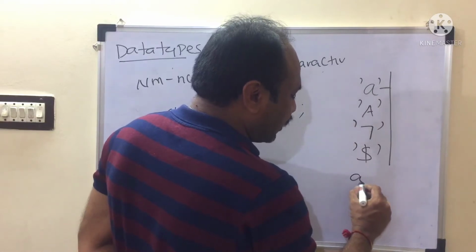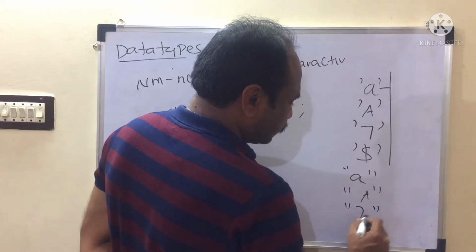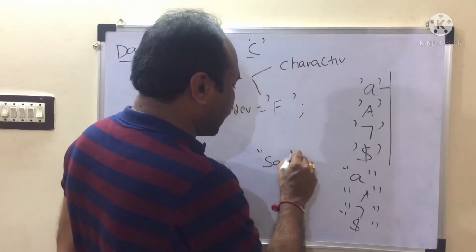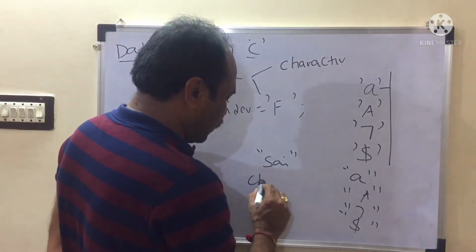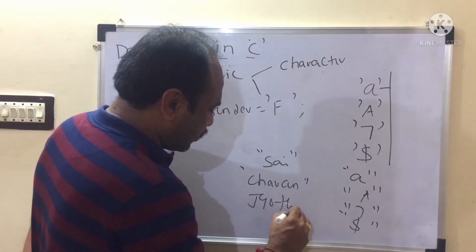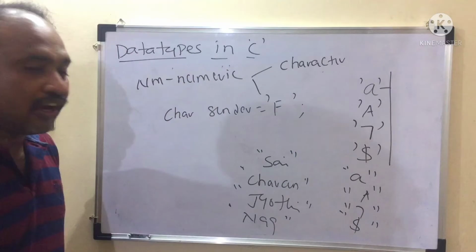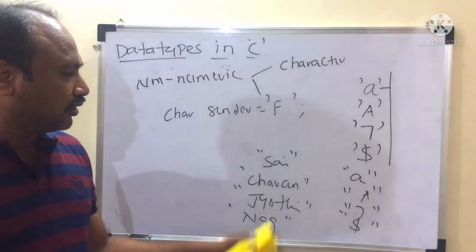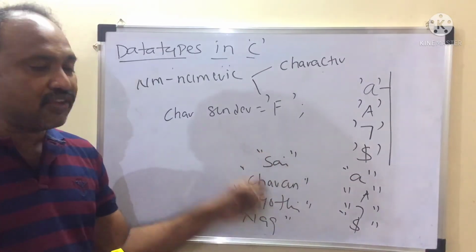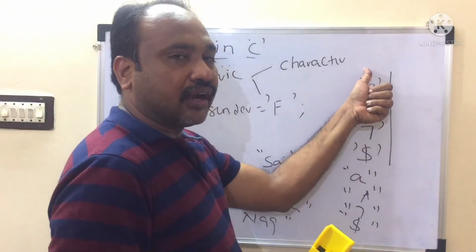The same thing enclosed in double quotes is a string. Actually, strings are used to work with names. A collection of characters enclosed in double quotes, like Sai, Charan, Jyoti, Nag. A collection of characters, or even a single character, enclosed in double quotes is a string. A single character or digit enclosed in single quotes is a character constant.